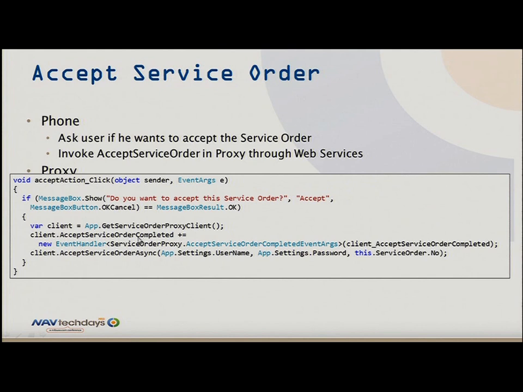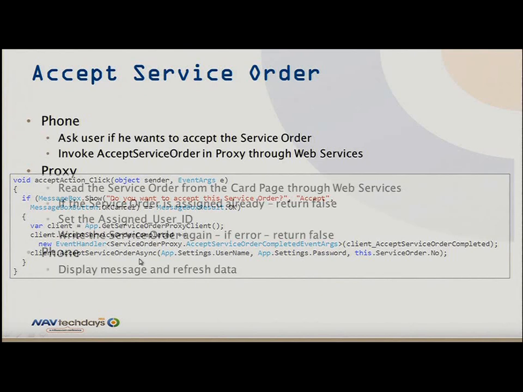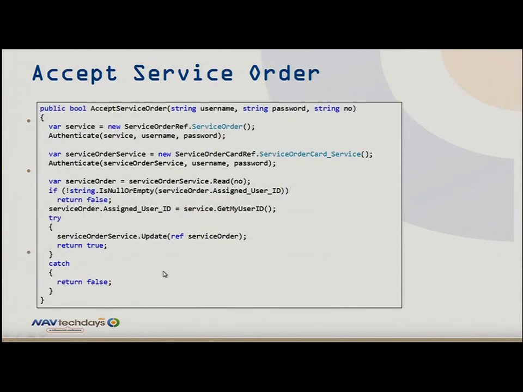So we have to set up a completed event again and call the accept service order async, and in the order completed, then check whether or not we actually got the service order. We start out by asking whether he wants the service order, which may be stupid because he just clicked the button.